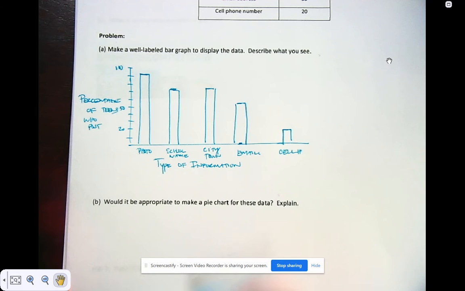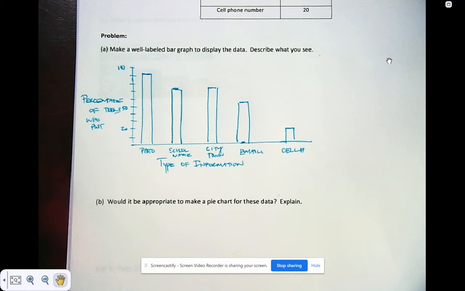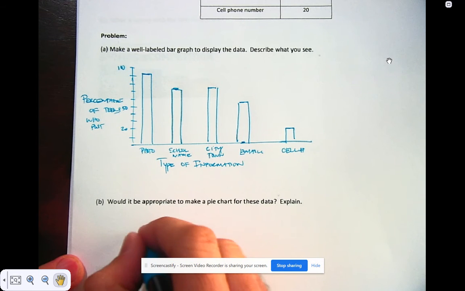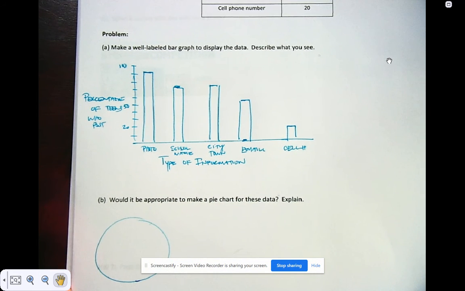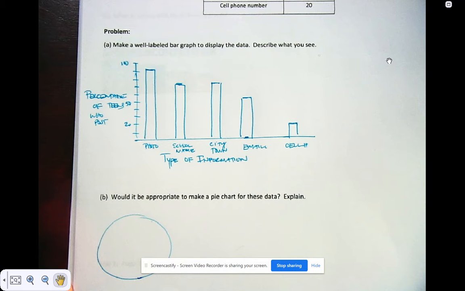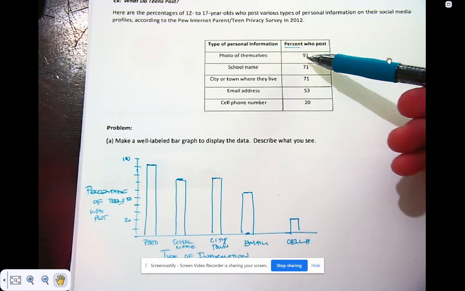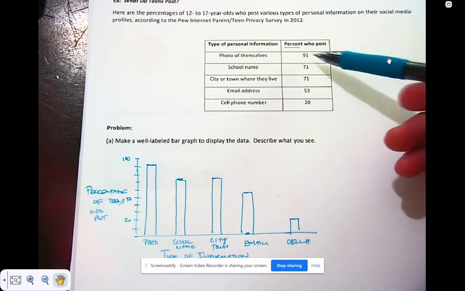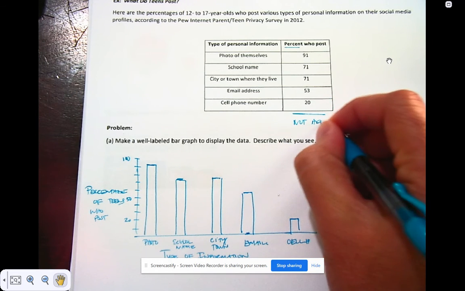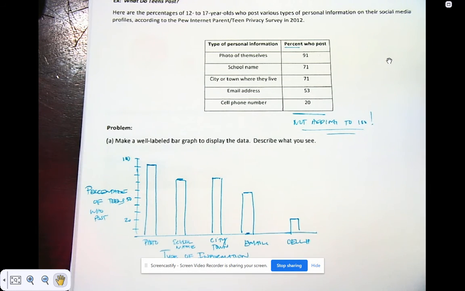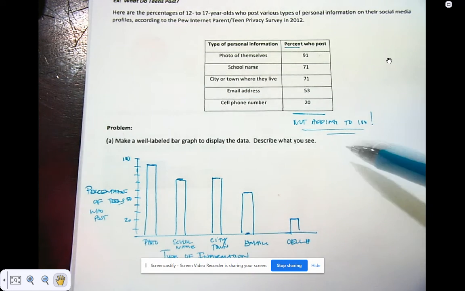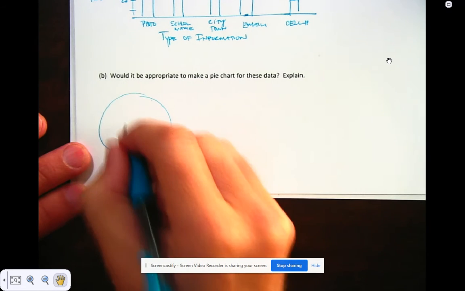Okay, so would it be appropriate to make a pie chart? So this is just a weird question. What's up with the pie chart? If you think about this, a pie chart is basically just a fancy name for a circle graph. It wouldn't make sense because look, you have 91% post pictures of themselves, so these don't add up to 100. It would not make sense to try to put that in a pie because this pie graph is supposed to represent 100%.